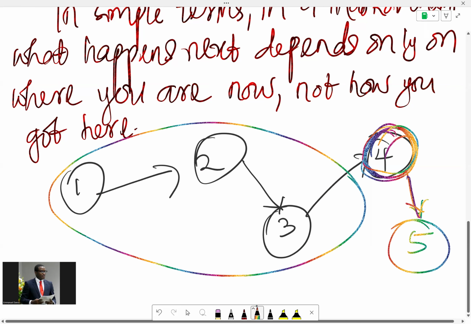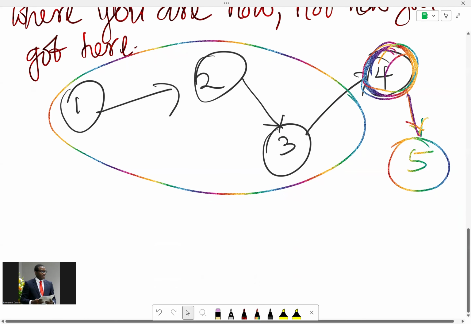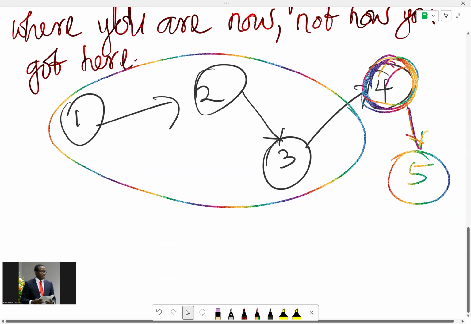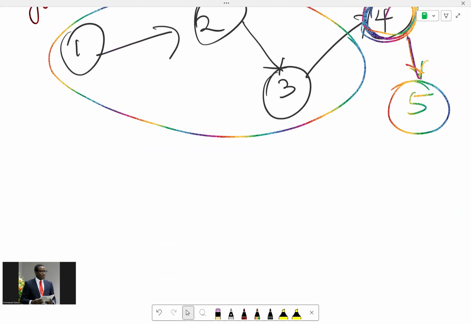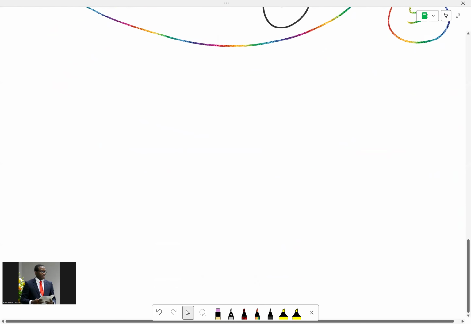So there's no memory about the past. The only thing is your future is determined by your current situation, not how you got into the current situation. That's a simple way to explain the Markov property, and that's what a Markov chain is about. It's about transitions from one point to the other, where the next point is determined by your current point, not how you got to the current point. So let's see some key concepts on Markov chains.